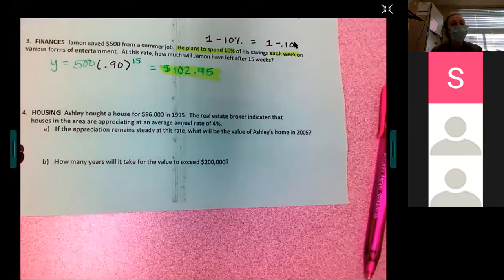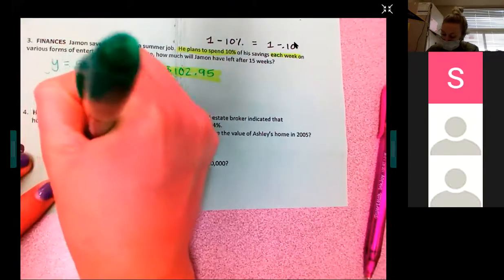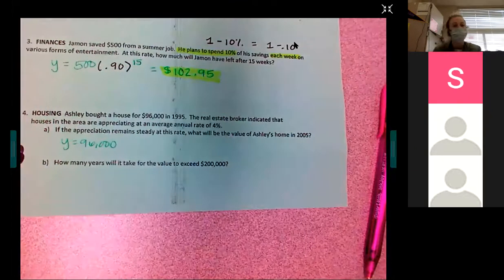Ashley bought a house for $96,000. Stop. What did I just tell you? 96,000 is the what? Initial. Very good. So everybody look, $96,000 is the initial. It goes in the front.